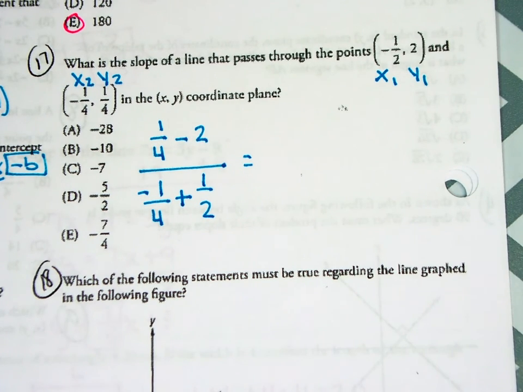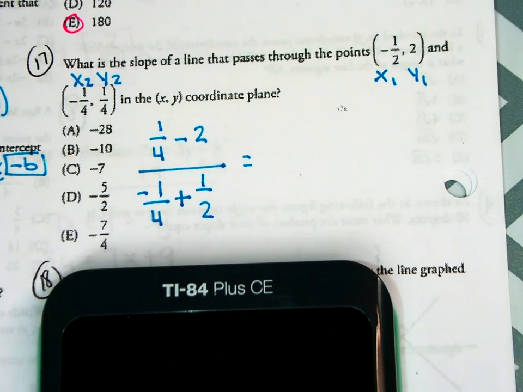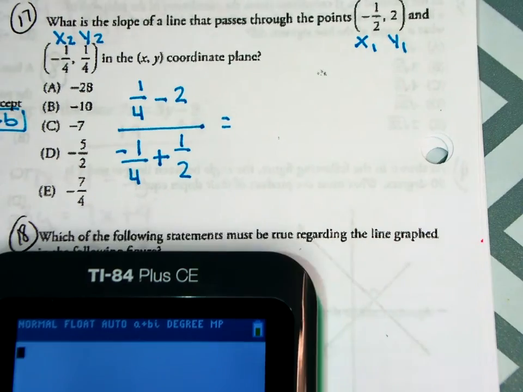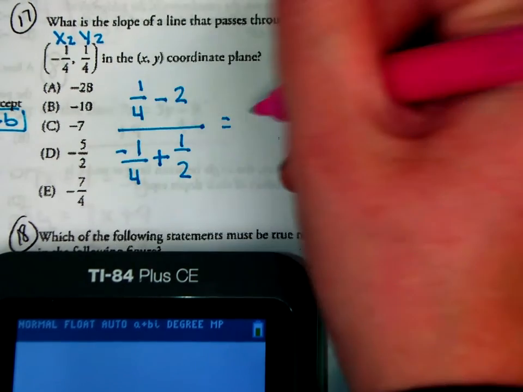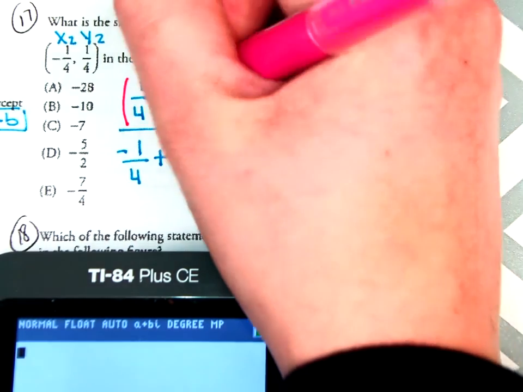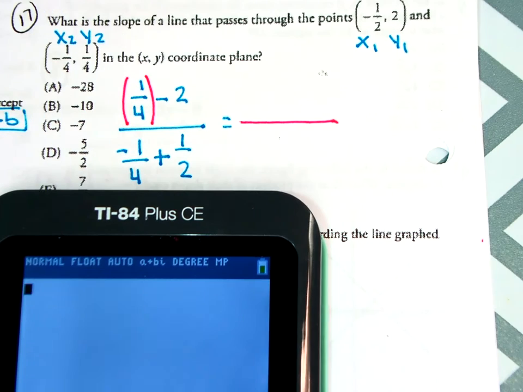It has nothing against you. Sometimes fractions are a pain in the butt, okay? What I would recommend is not doing all of this at once. Whenever you're doing this in your calculator, I would just focus on the top first. When you're only focusing on the top, you only need to put the 1/4 in parentheses.